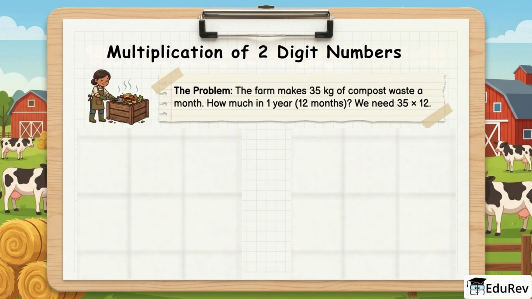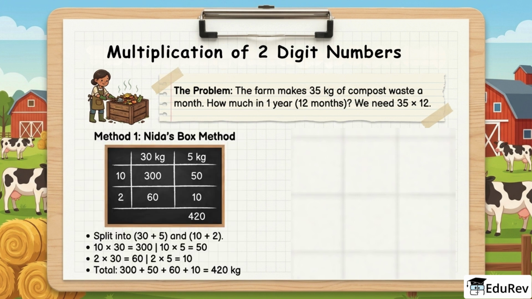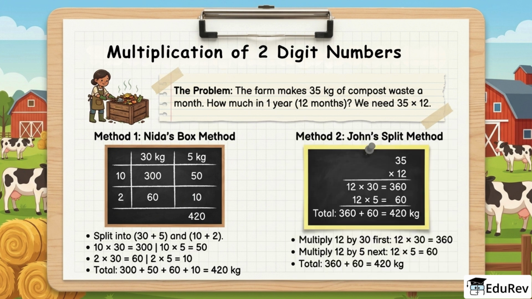Let's try multiplying two-digit numbers. The farm produces 35 kilograms of compost a month, and we need to find the total for 12 months. This is 35 times 12. We can use the box method where we split the numbers into 30 plus 5 and 10 plus 2, multiply each section, and add the 4 totals to get 420. Or we can use the split method. Multiply 12 by 30 to get 360. Multiply 12 by 5 to get 60, and add them together for 420 kilograms.